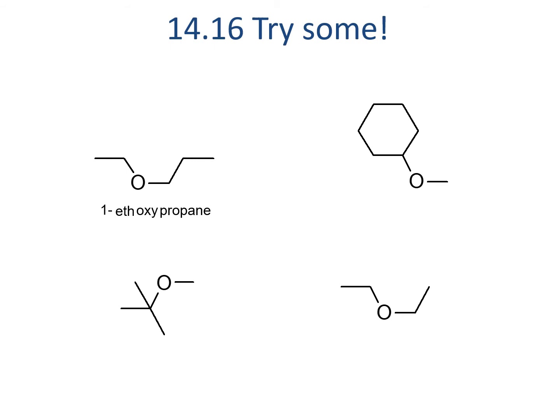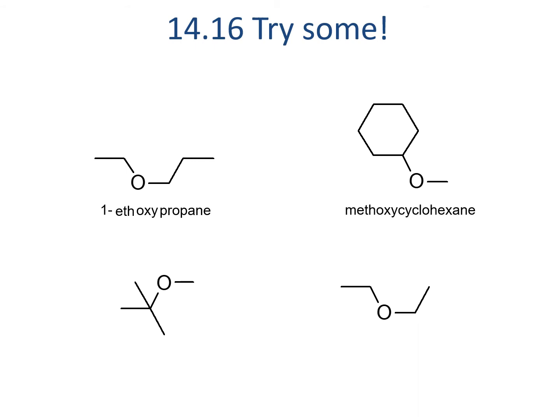Now try to name the molecule that's on the top right. See if you can identify the name of the molecule. The main chain should be the larger cyclohexane, and the side chain should be methoxy, for a methoxycyclohexane. Because the ether is the only thing on the ring, we don't need any sort of number.